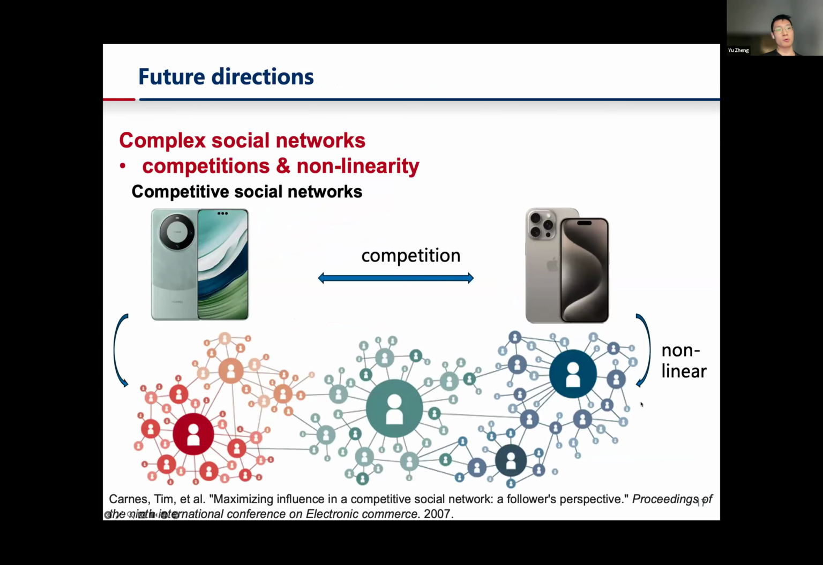And here we will leave some future directions in the AI for social networks domain. First, most of the works only consider the cooperative relationship in the social networks, but in real-world networks, there can be competitions or some non-linearity. For example, here in the networks of different couples, there definitely exists some competitions.